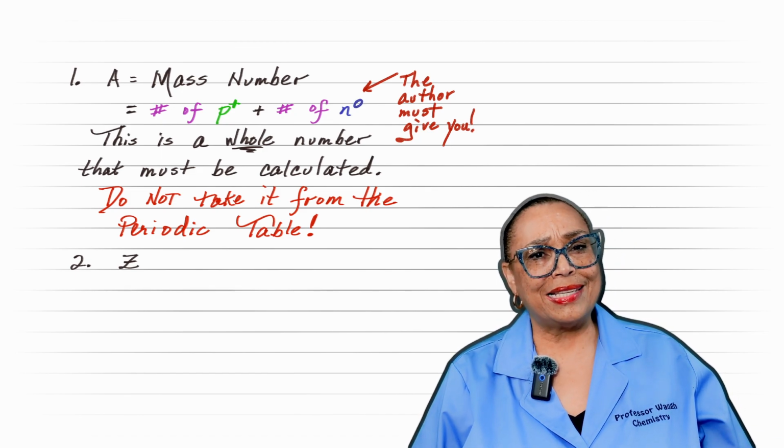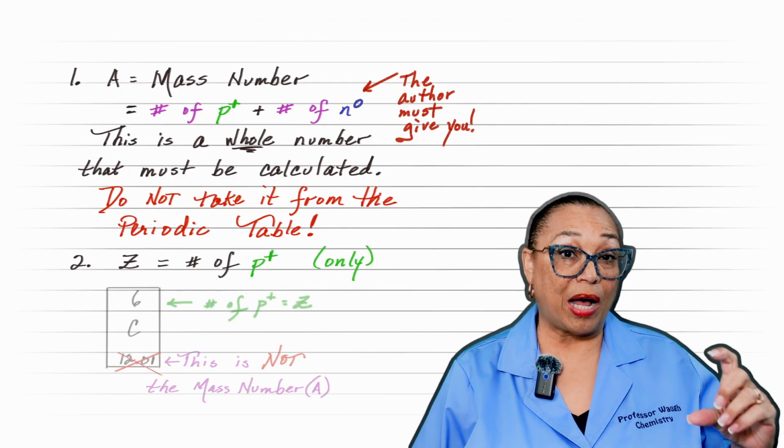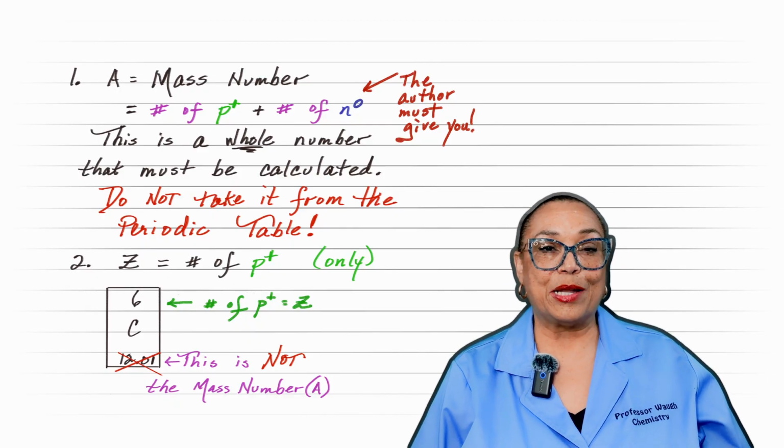Now, the Z is easy for you because normally it is at the top of the box or the square on the periodic table, and that is the number of protons only.